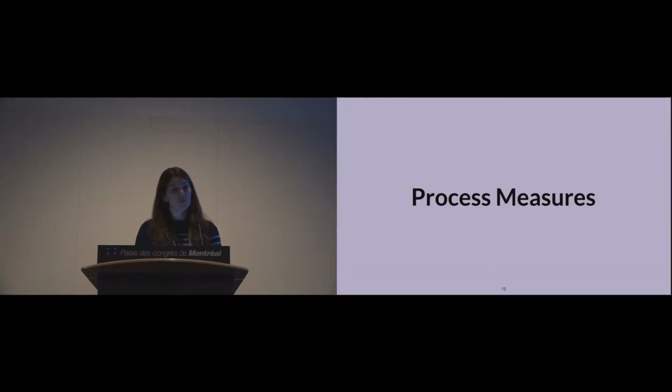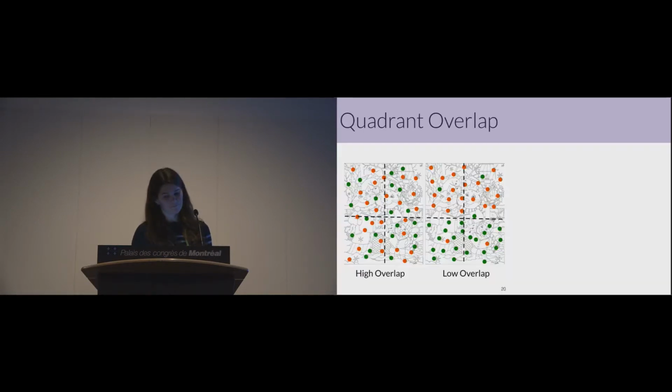And to understand this in a little bit more depth, we also look at the process measures, which are going to show how people search the visual space. And this includes quadrant overlap and gaze overlap in time. And for these measures, I will discuss both collaborative and independent searches.